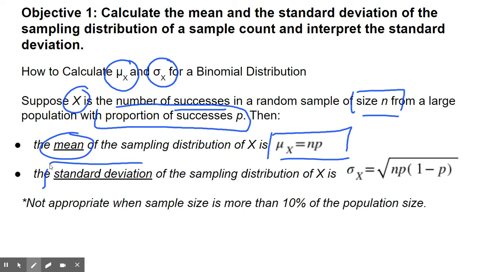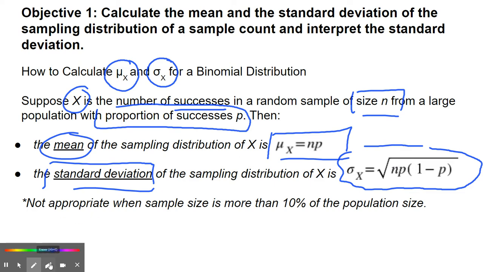The standard deviation of the sampling distribution of x is sigma sub x equals the square root of n times p times 1 minus p. That's the same standard deviation formula for the binomial random variable. And again, note that this is not appropriate when the sample size is more than 10%, too large. Okay. So again, this is chapter 5 coming back at you.